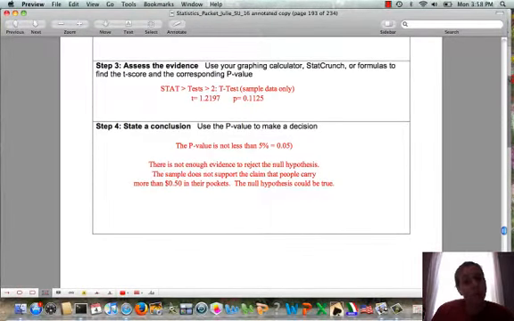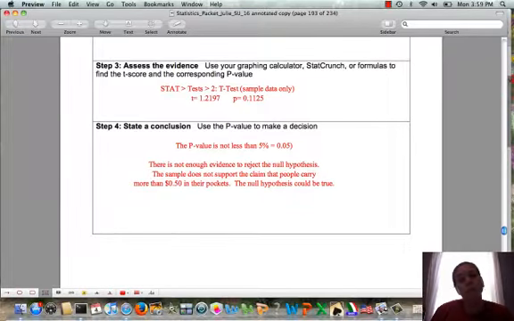So now step 4 is to state our conclusion. So the p-value is not less than 5%, 0.05. So we say there is not enough evidence to reject the null hypothesis. The sample does not support the claim that people carry more than 50 cents in their pockets. The null hypothesis could be true.